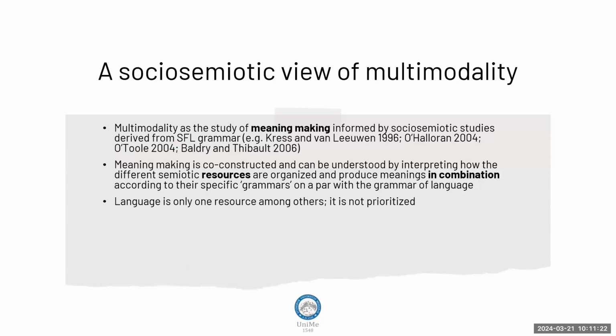So language within this approach, and this is something that is very useful in the context of language-driven AI models, because this is rather understudied. It is completely understudied in the context of computational models. Language is only one resource. So the important idea here is that language shouldn't be prioritized. Language shouldn't be considered as the leading source in communication.